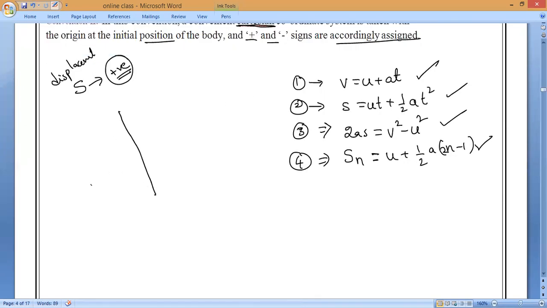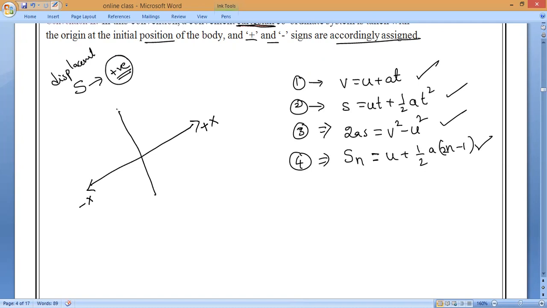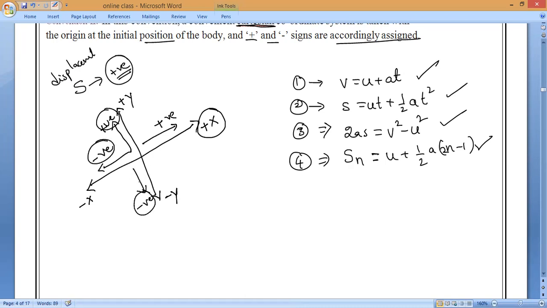You can see, do you all know how to draw a graph? Yes, sir. Tell me, what is this called? This is called plus x. This is called minus x. This is called plus y. And this is called minus y. So, if you are moving like this, is it positive or negative? Positive. If you are moving like this, negative. So that is the second point.